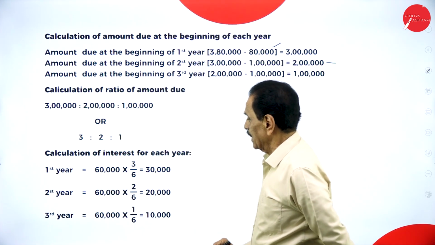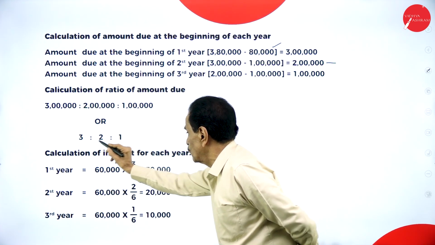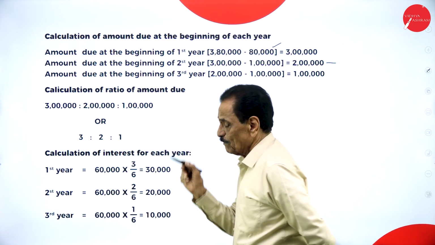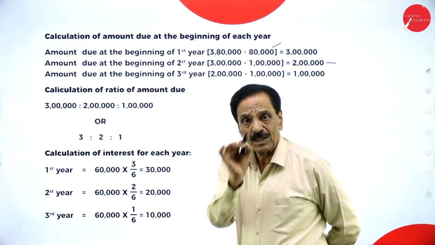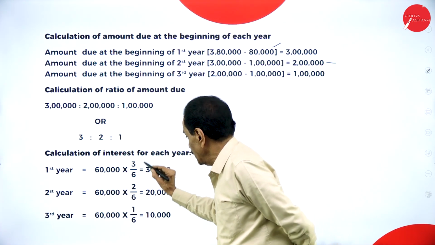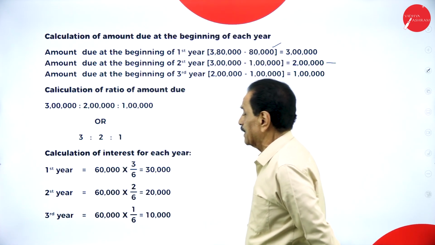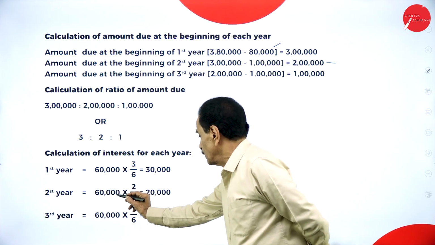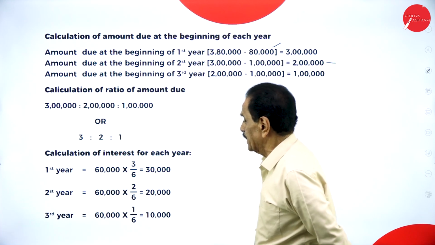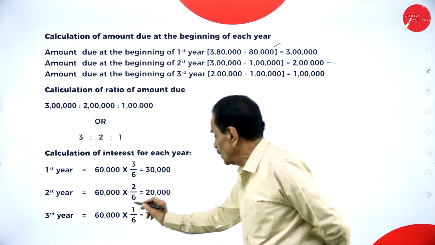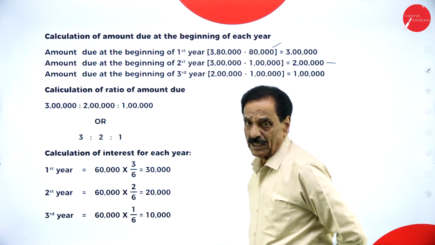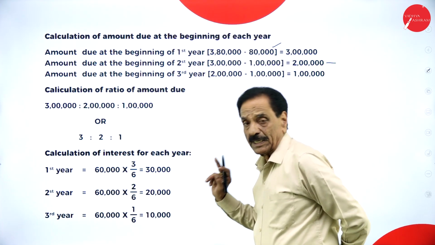Calculation of interest, first year. 60,000 into 3 is to 3 plus 2 plus 1, which is 3 by 6, 2 by 6, 1 by 6. 3 by 6 of 60,000 is 30,000. Second year, 60,000 into 2 by 6 is 20,000. Third year, 60,000 into 1 by 6 is 10,000. This is the total interest.